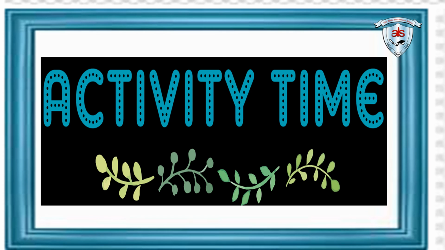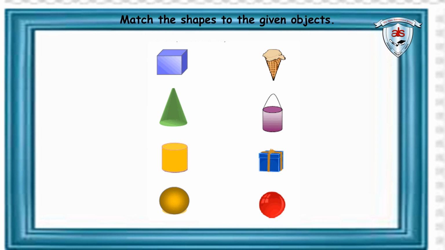Activity time. So children, let's do some activity. You have to match the shape to the given object. Now there is a cube, so you need to find a cube and match. So let's find a similar shape like a cube. Here is a gift box which is similar to the cube. Let's match the cube with the gift box.